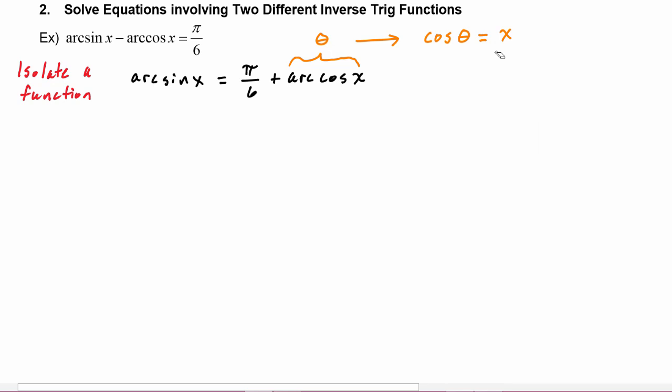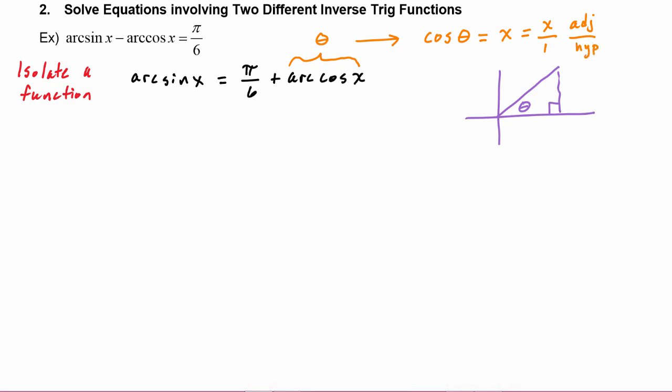Now we can draw a picture of that. So we have, let's let this be theta. If the cosine is x, we know using SOHCAHTOA that cosine is adjacent over hypotenuse. So we can think of this as x over 1, where the x would be the adjacent side and the 1 would be the hypotenuse. So we can label that on our picture. The x goes here, the 1 goes here.